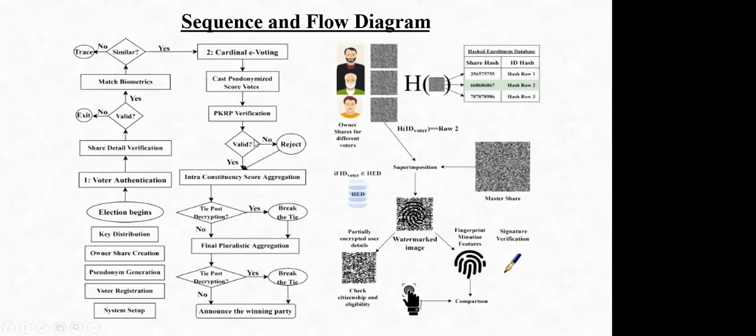If the PKRP verification is valid, that particular score will be taken into account for the constituency score aggregation. If it's no, it's rejected. And suppose there is a tie after the decryption of all of these aggregate scores, then you have to break the tie. So I'll discuss the tie breaking strategy also. Suppose there is no tie, you progress further, and constituencies will aggregate all of their binary vectors, all of their respective winning parties. And finally, you will come up with a final winning party who will win over the majority of the constituencies in the considered province.